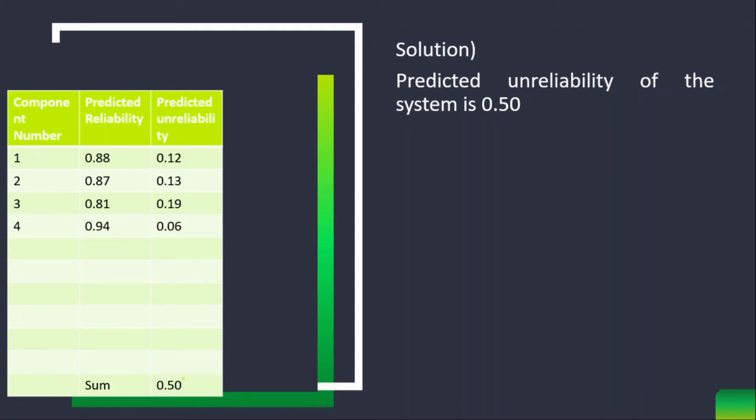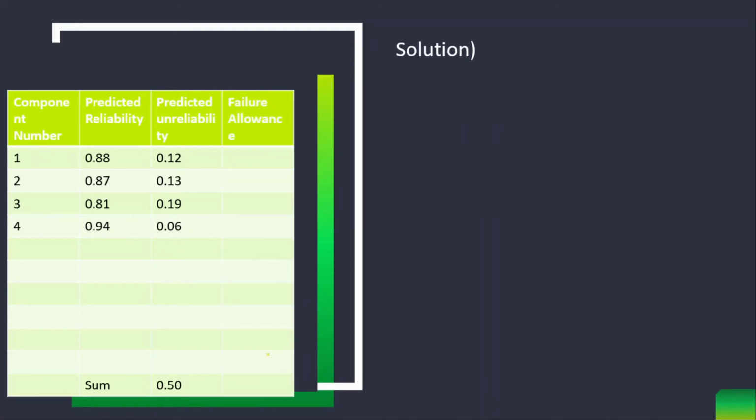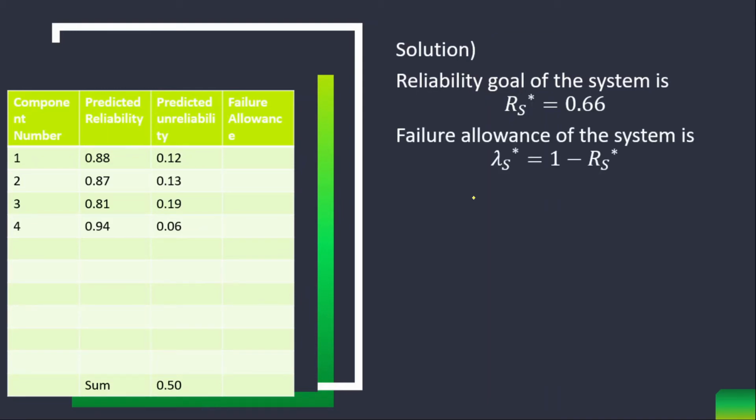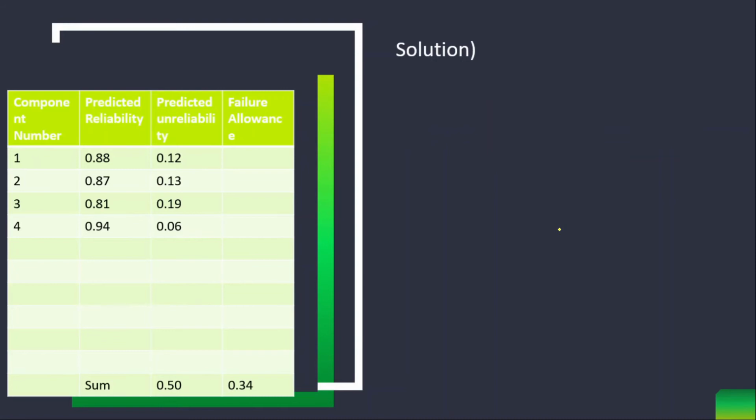So what is the desired system reliability? What is the reliability goal of the system? 0.66, right? By using that 0.66, we are going to find the failure allowance. So the reliability goal of the system is R S star equal to 0.66. The failure allowance, or the probability of failure of the desired system, is lambda S star equal to 1 minus R star, that is 1 minus 0.66, which is 0.34. So the failure allowance of the system is 0.34.